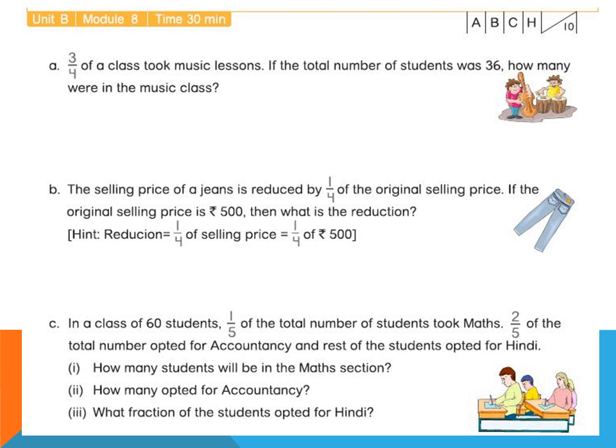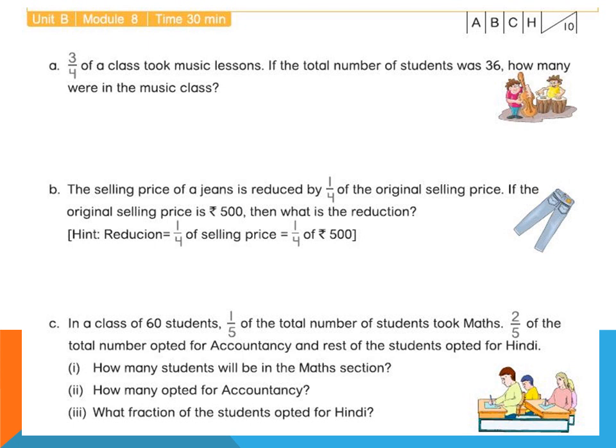So pause the video, try to solve this yourself. I am reading the question C in case the screen is not clear on your part. In a class of 60 students, 1/5 of the total number of students took mathematics. 2/5 of total number opted for accountancy and the rest opted for Hindi. So question number 1, how many students will be in maths section out of those 60 students?